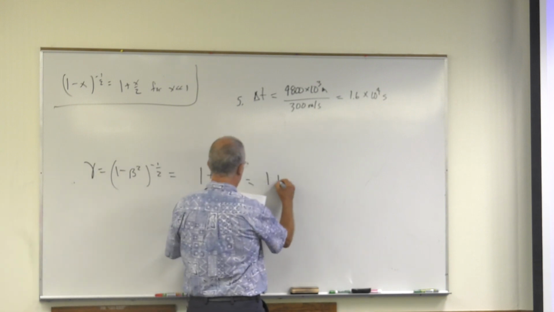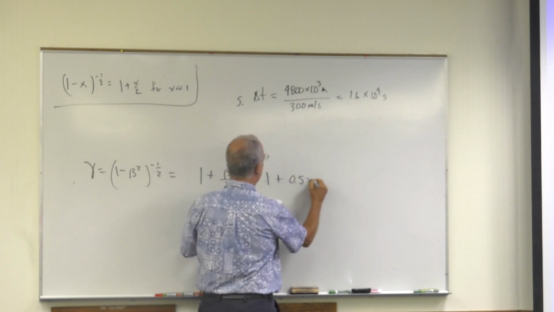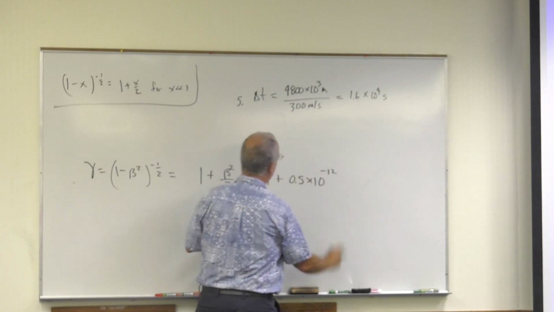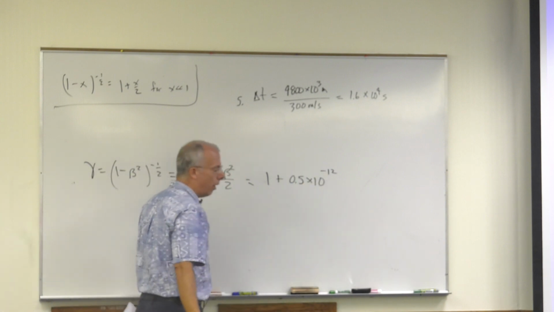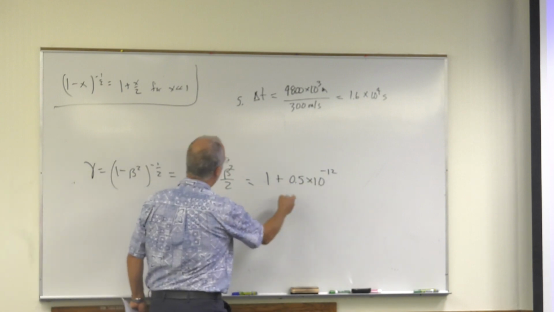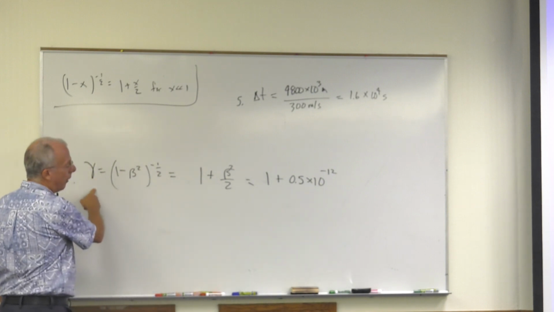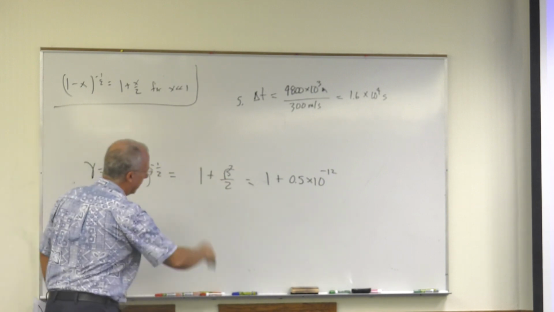So you plug that in, and I promise you, this is what you're going to get: 1 plus 0.5 times 10 to the minus 12. That's incredibly, I mean, come on. What's 0.5 times 10 to the minus 12? It's incredibly small, right? But you can see it's greater than 1, because gamma always has to be greater than 1. And so it is, okay?